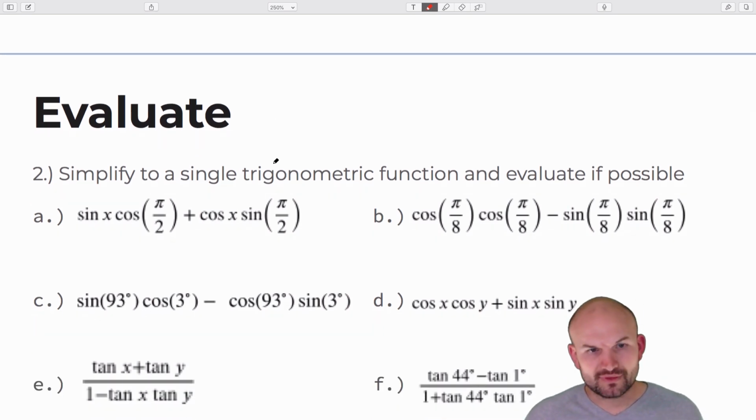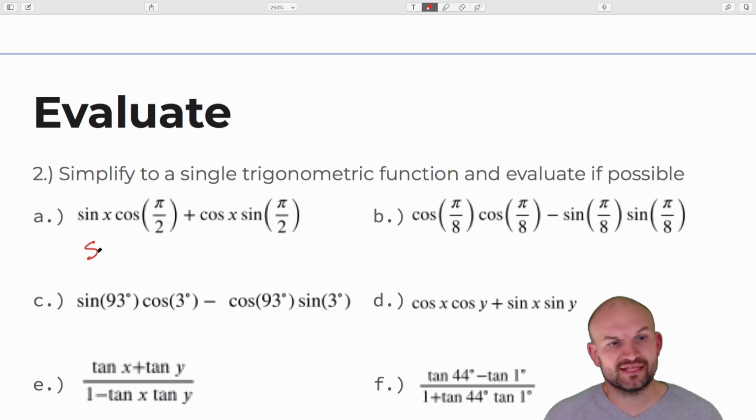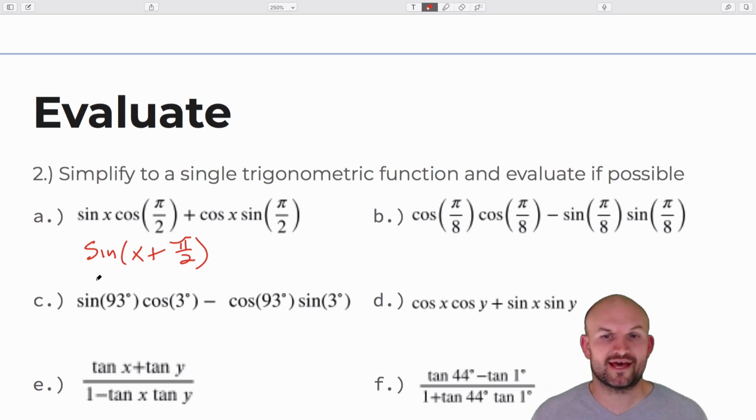Now, the directions say simplify to a single trigonometric function and then evaluate if possible. Well, since we have an unknown here of x, we can't evaluate this, but we can write this as the sum of our two angles, which you can see would be u and v. So I can write this as x plus pi halves. And there you go. That's just going to be a simplified version. We can't really evaluate that.